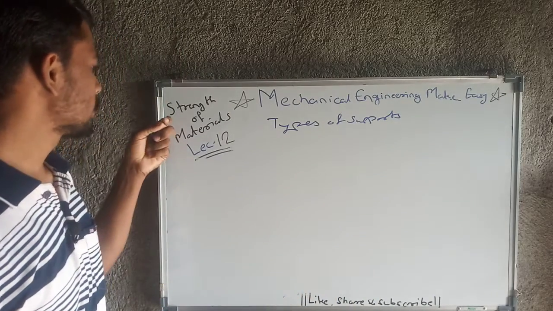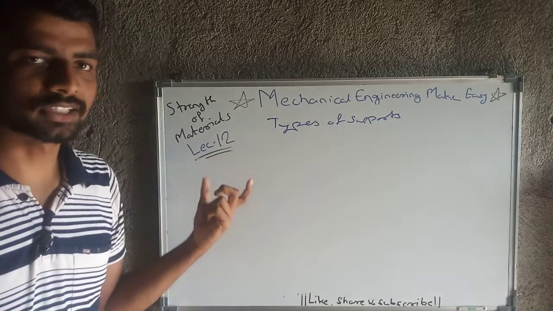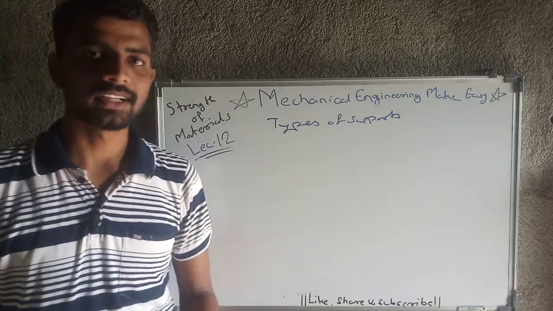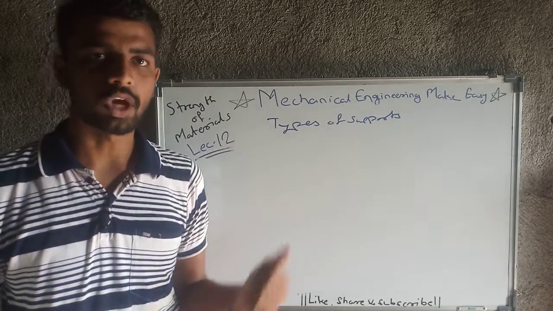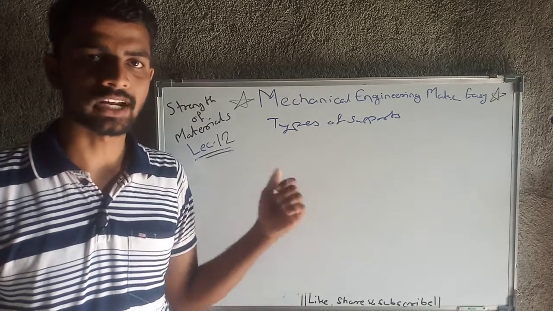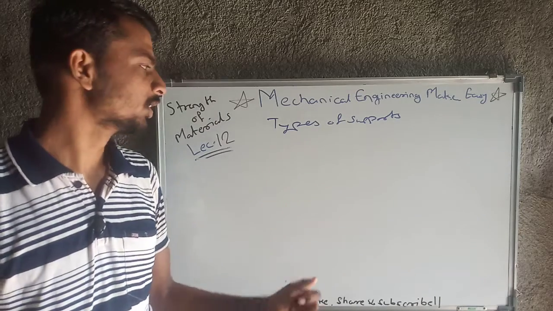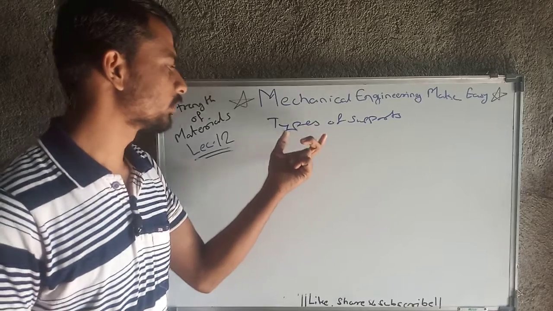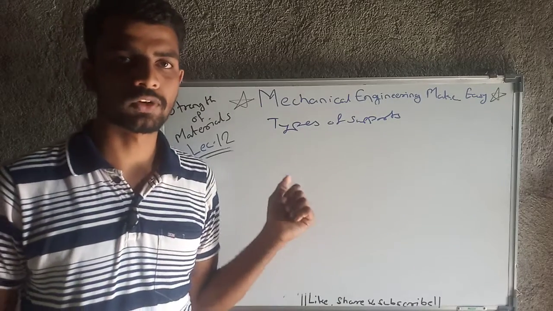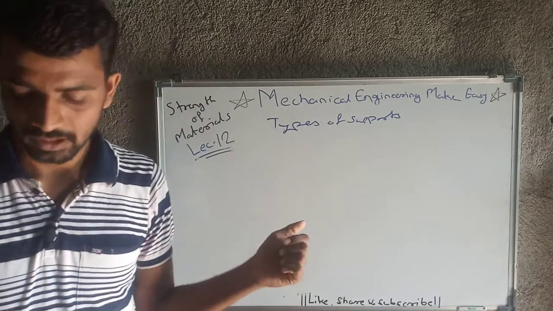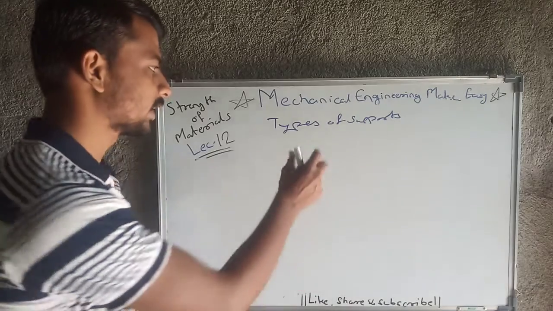We are discussing the topics of strength of material. This is the 12th lecture of that discussion. In the previous lecture we concluded with complex stress and strain calculation by the graphical method and by the analytical method, and in this lecture we are moving on to types of supports and types of beams. Firstly, we will start with types of supports.